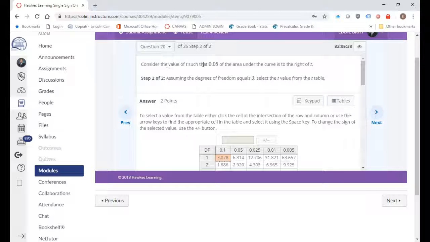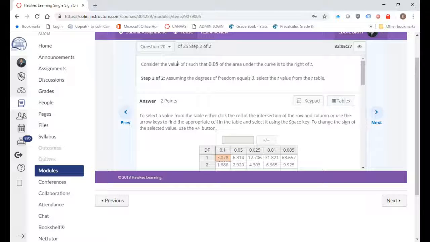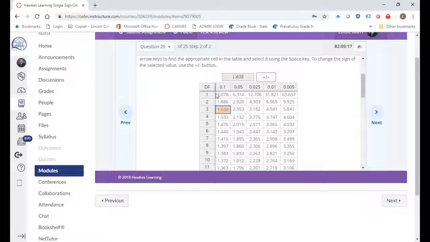Now consider the value, okay, assuming the degrees of freedom equals 3. All right, so here's 0.05 here, because it says the area 0.05. Degrees of freedom 3 is right here, so you just select that one. That's the answer. That's not a trick problem.